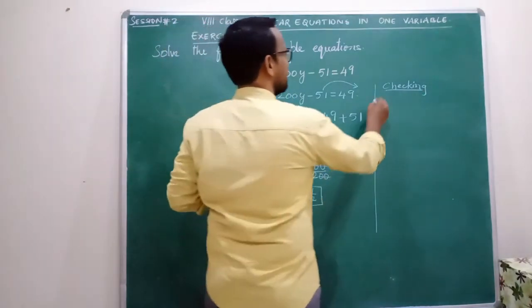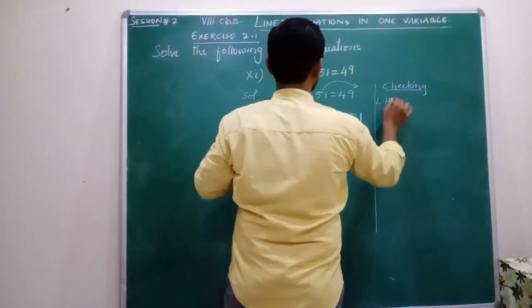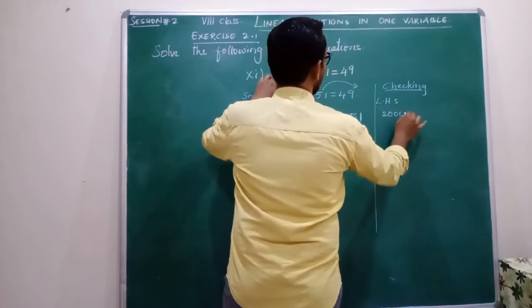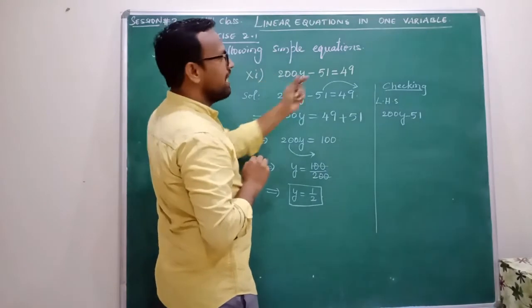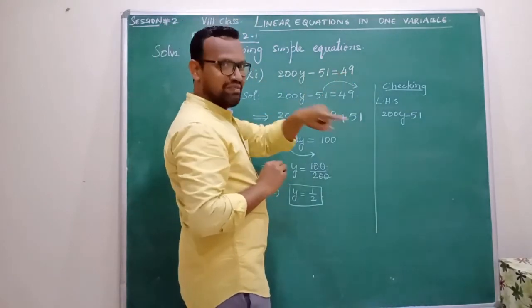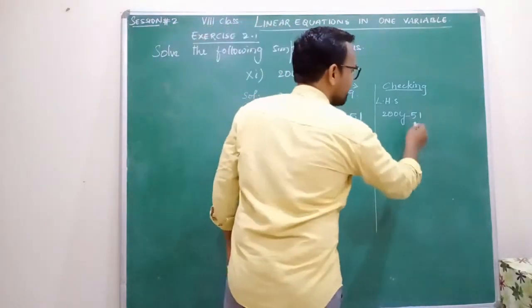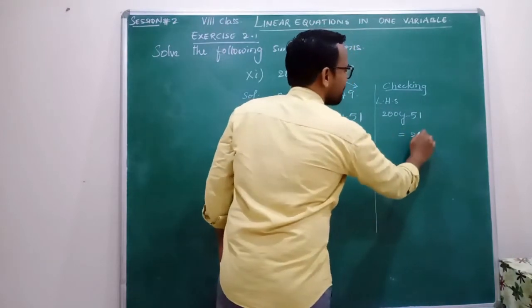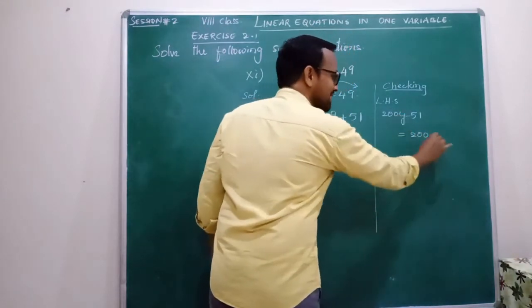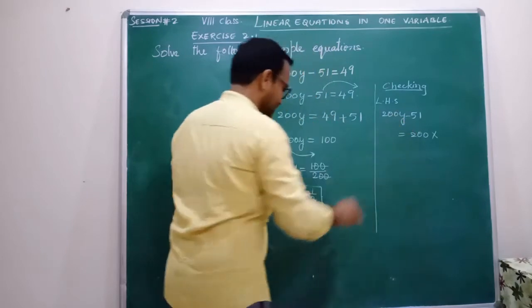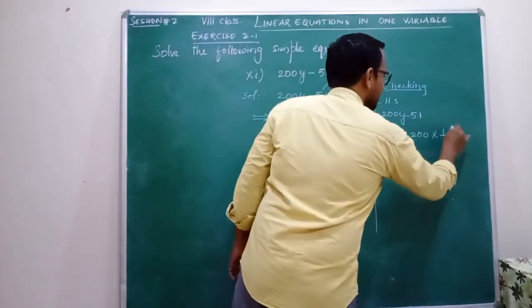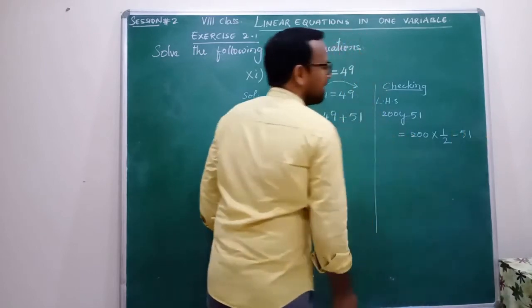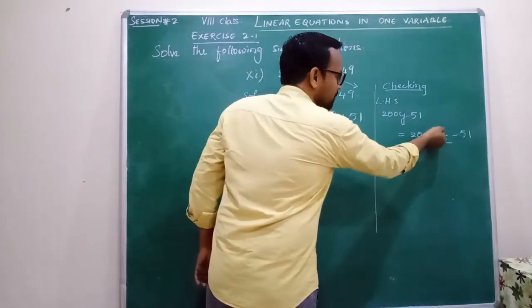So let me take the LHS of the equation. 200y minus 51 is the LHS. And we need to get the answer RHS, 49, in the end. So whether we will get it or not, let me check here. 200, no symbol, means into y. What is the value of y? 1 by 2, minus 51.